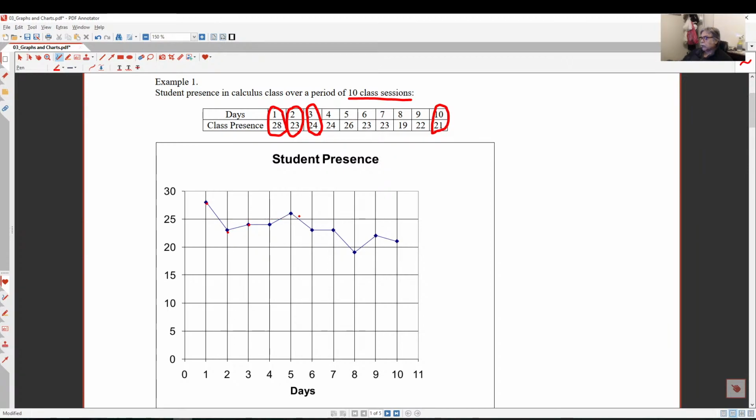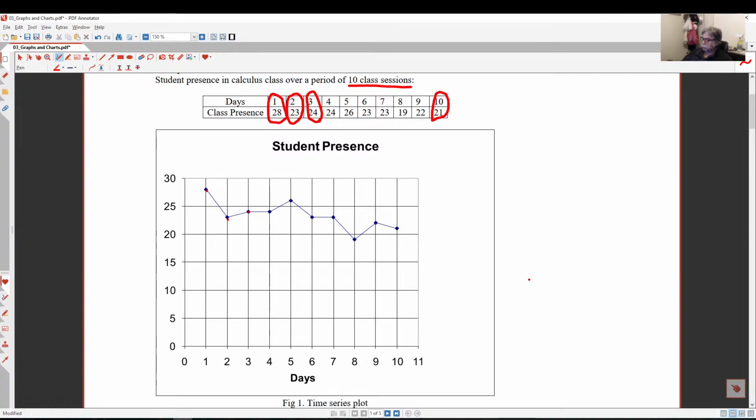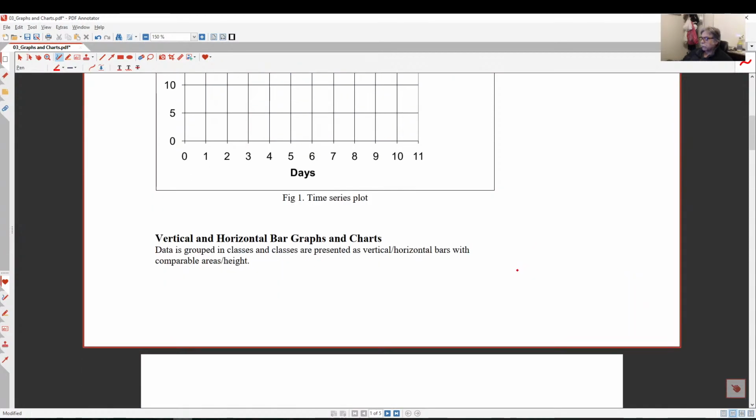This will give you an idea about the trend. I can see the trend is dropping from the first day to the 10th day, not uniformly. There are some larger drops, another larger drop here, some recovery here and on, but in general the trend is dropping, which is not a surprise to me in terms of attendance in the first class sessions. This could look a lot more elaborate. This is a very simple one.